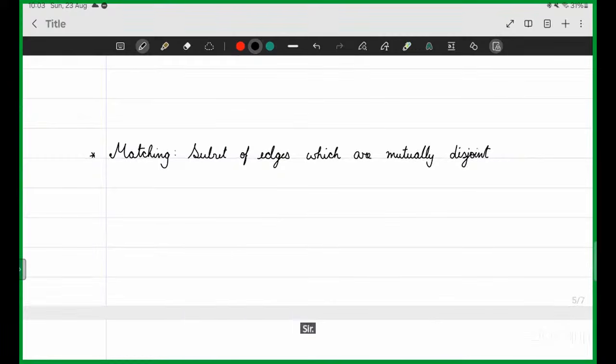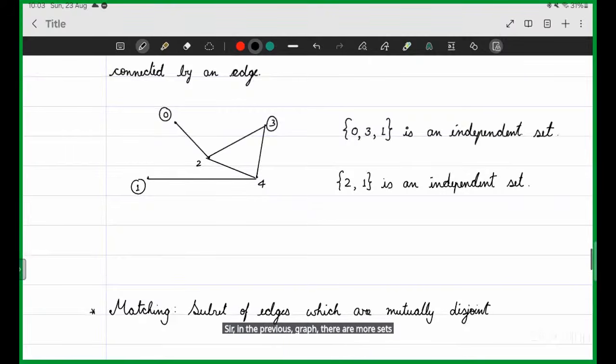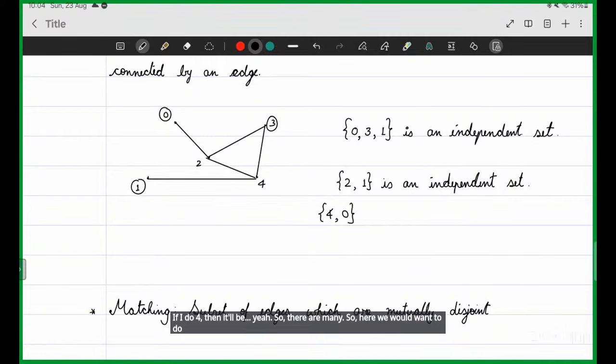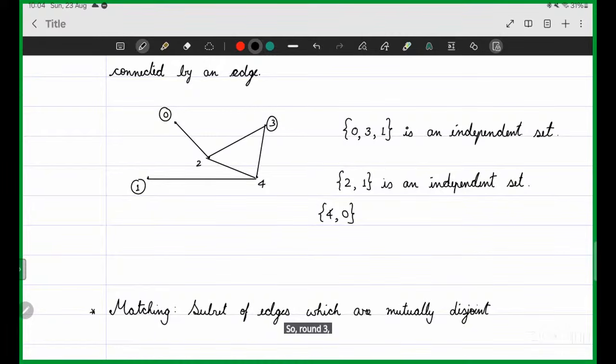Sir, in the previous graph, there are more sets which are independent, right? Yes, of course, we have not even considered 4 over here. Let's say you start with 4. How can you continue this? 4, 0. 2 and 0. Only this one choice. Oh, yeah, sorry, if I start with 0 and do 4, then it will be, yeah. So there are many. Depending on what you want to do, you would want to minimize or maximize it. So even 3, 1 will be another subset of 0, 3, 1, right?